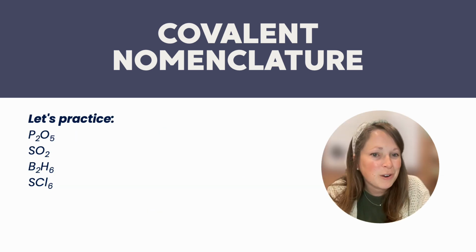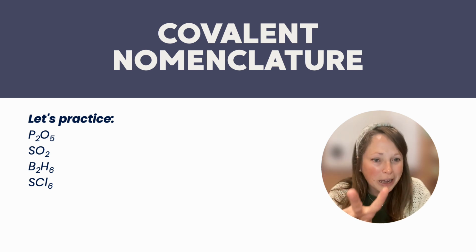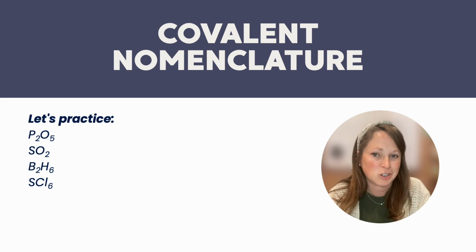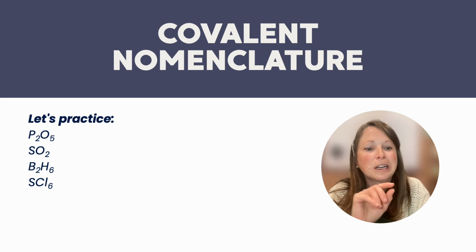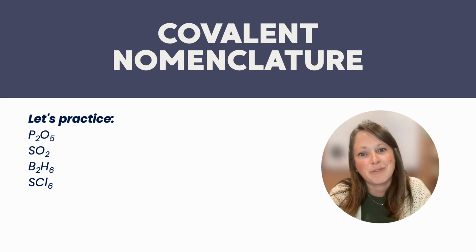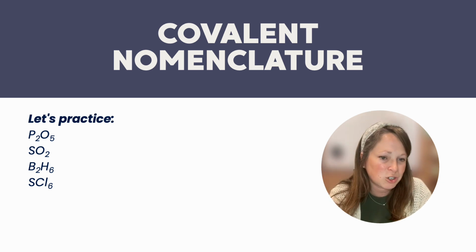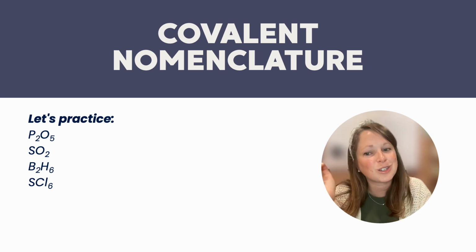All right, I've been yapping for a while, so let's practice. Go ahead and pause the video here and try these 4 compounds out. All right, P2O5: diphosphorus, because we have 2 atoms of phosphorus, and 5 atoms of oxygen, so pentoxide. SO2, sulfur dioxide. Notice I didn't have to write monosulfur. For the first element in the compound, if you only have one atom of that, you don't have to use the prefix mono. Not the case when you only have one atom of the second portion of the formula though. B2H6, diboron hexahydride, and then SCl6, sulfur hexachloride.